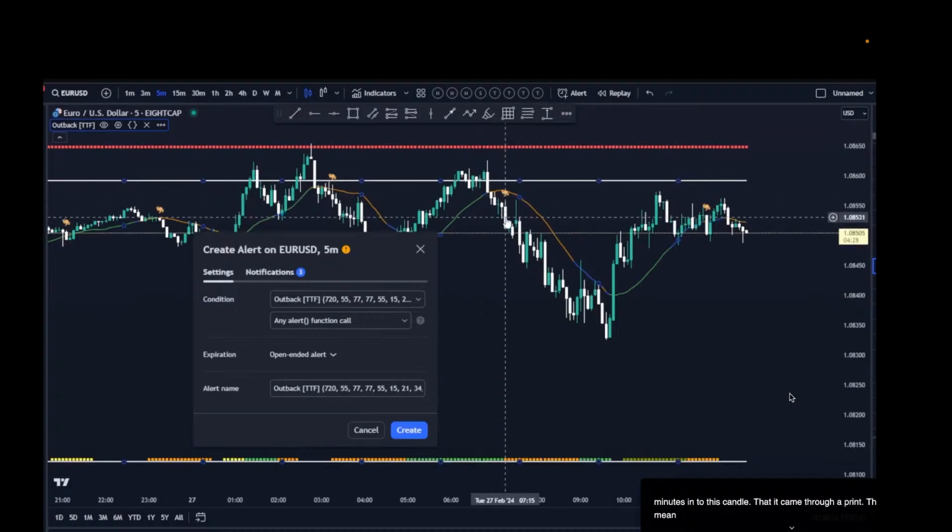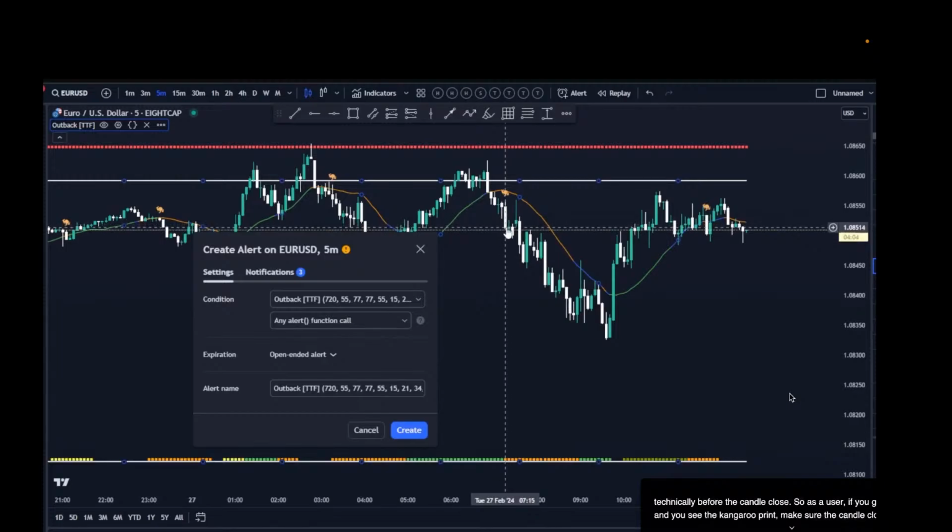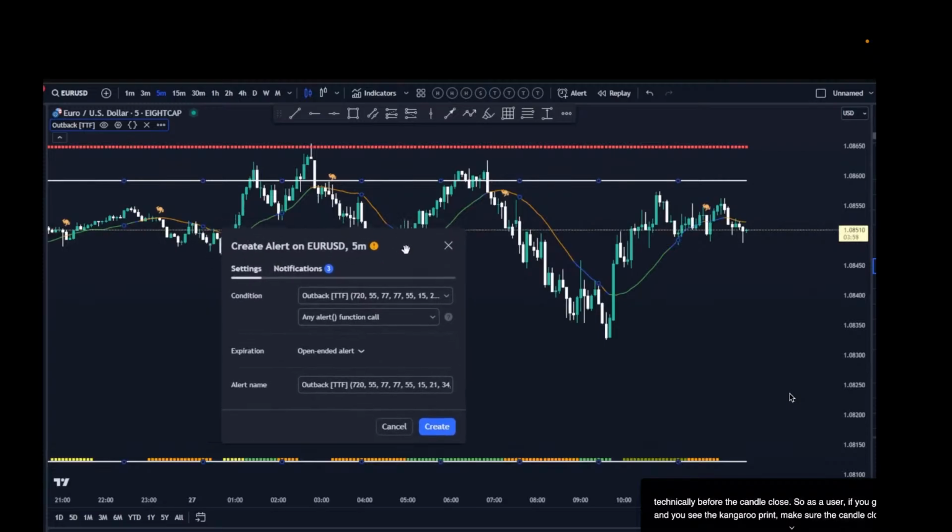That doesn't mean that it will stick, because if price completely reverses, the kangaroo can go away and we still got alerted that there was a kangaroo print. So that's what repainting is. It allows you to get a print technically before the candle close. So as a user, if you get the alert and you see the kangaroo print, make sure the candle closes and everything's confirmed, because if the candle doesn't close, there's a chance that it could reverse and the kangaroo goes away. So just keep that in mind. But with that being said, we have 4 alerts right now.